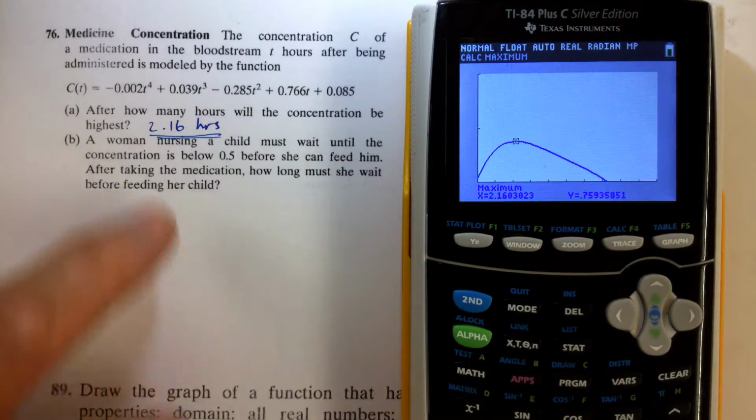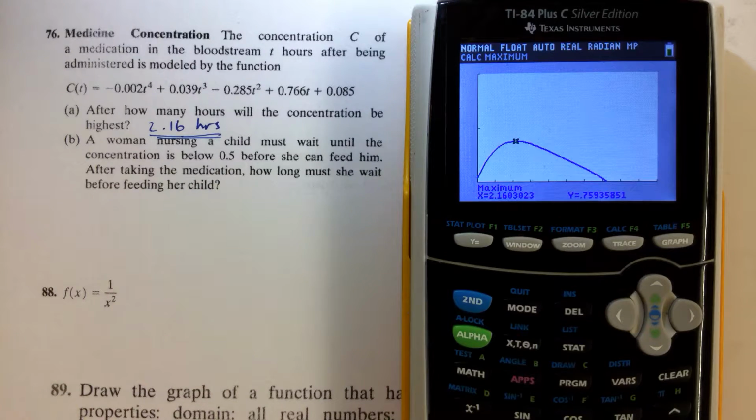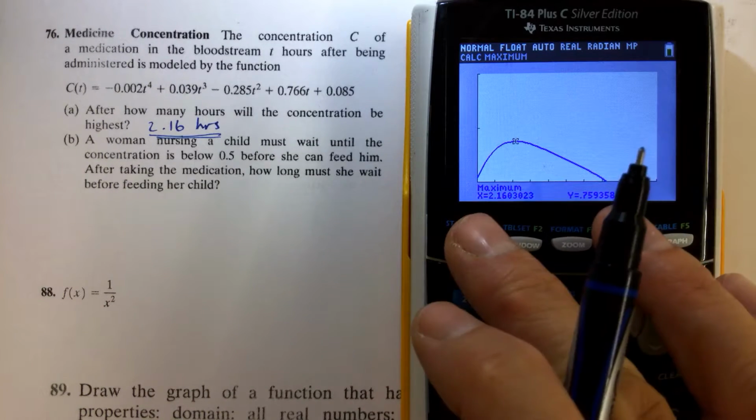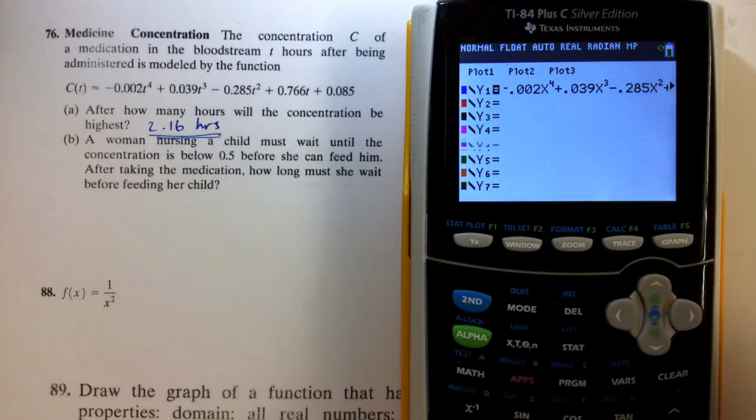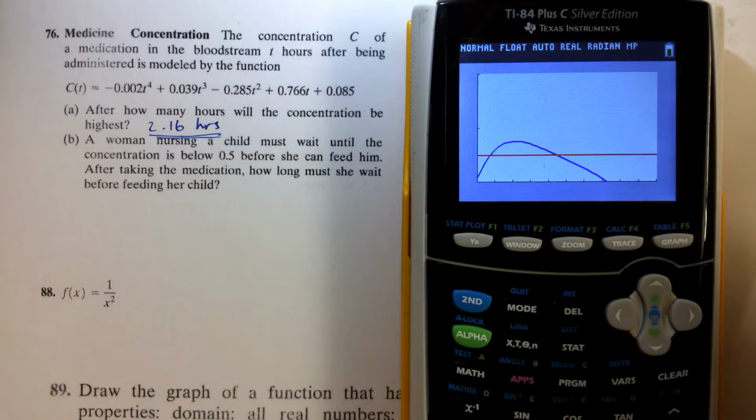Okay, and then it says a woman nursing a child must wait until the concentration is below 0.5 before she can feed him. So after taking the medication, how long must she wait before feeding her child? Well, that's where we go back to the y equals, and we want to see, well, where is that 0.5 mark? So we're going to put 0.5 there, and we're going to graph that as well.